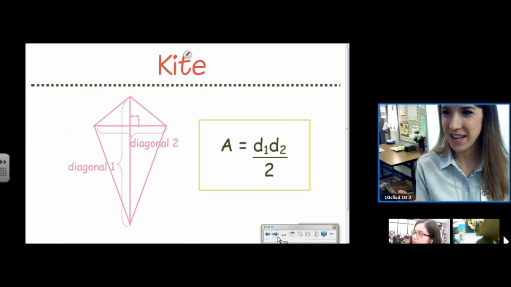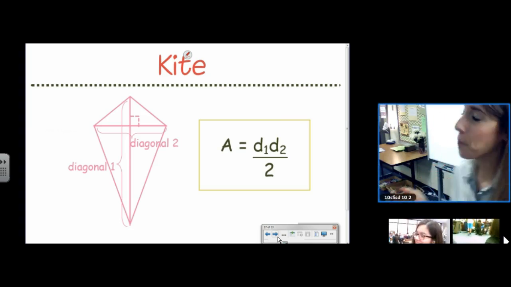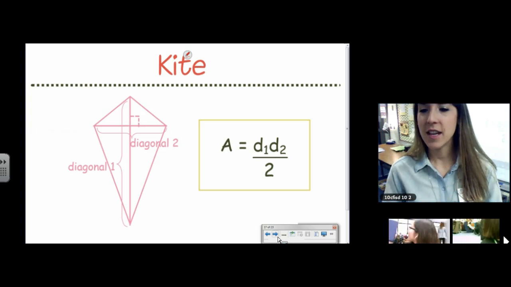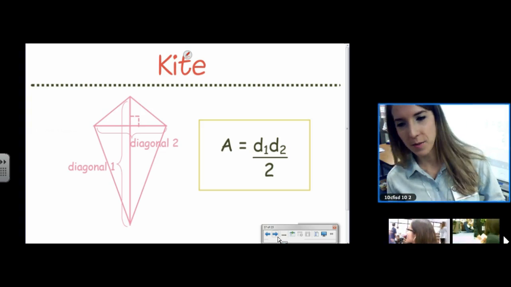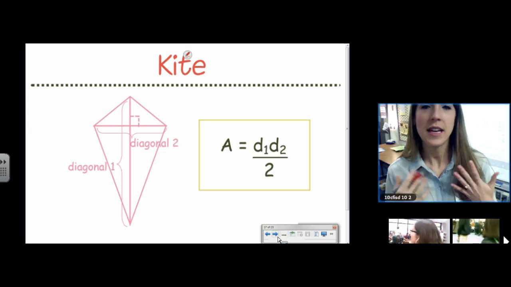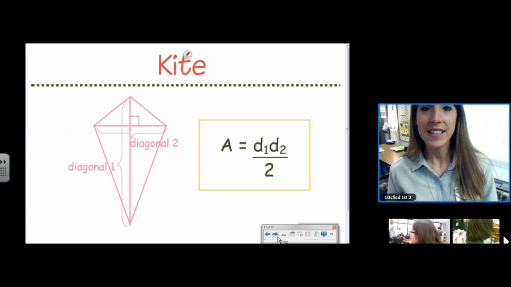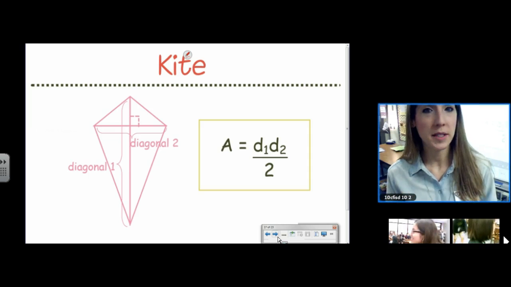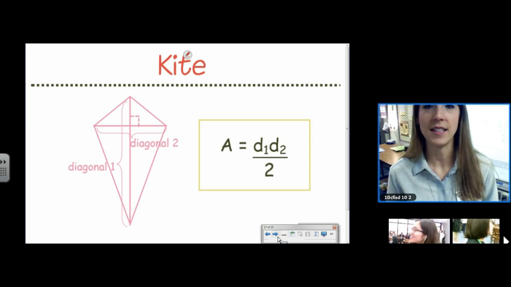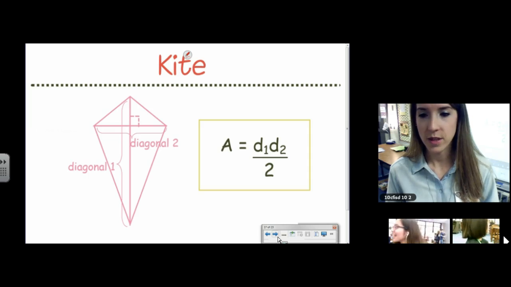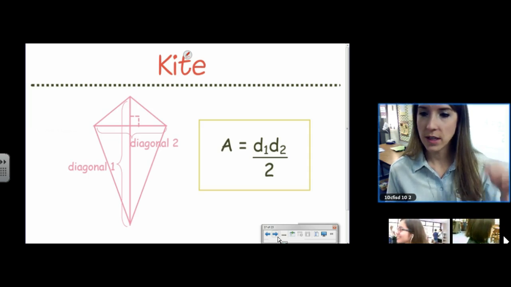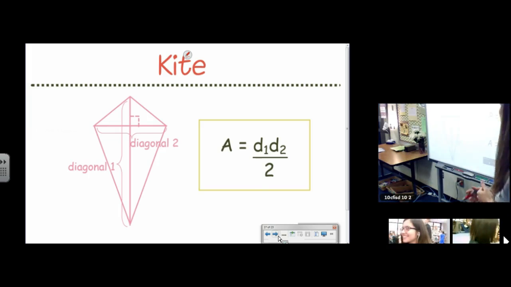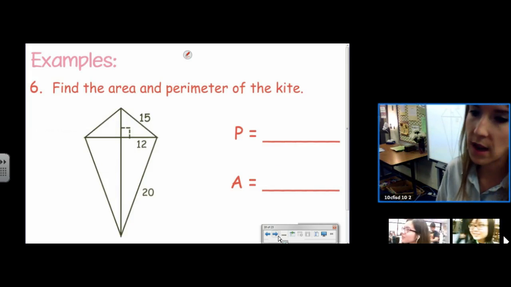You know what the great news is? The kite and the rhombus share the same formula. Woohoo! So the formula for a rhombus is diagonal 1 times diagonal 2 divided by 2. It is the same formula for a kite. Part of the reason is because the diagonals of a rhombus are perpendicular and the diagonals of a kite are perpendicular. So, very cool. Diagonal 1 times diagonal 2 divided by 2. Let's try some. We have 2 kite problems and then we're done.